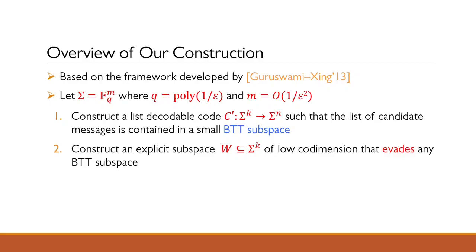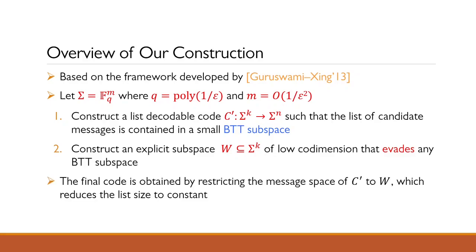And also it has a property that it evades BTT subspaces, meaning that the intersection of any BTT subspace with W has constant size. And our final code is obtained by restricting the message space of C prime to W. Then the list of candidate messages of this final code is always contained in the intersection of W with the BTT subspace. And since W evades BTT subspaces, we know that this intersection has constant size. And this gives a constant bound for the list size of the final code. So this is the overview of our construction.